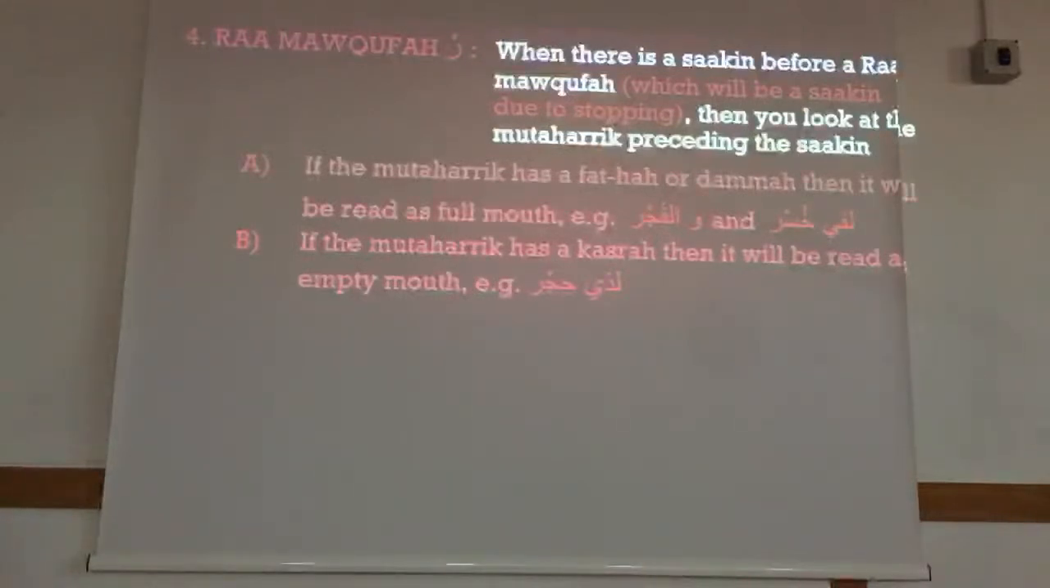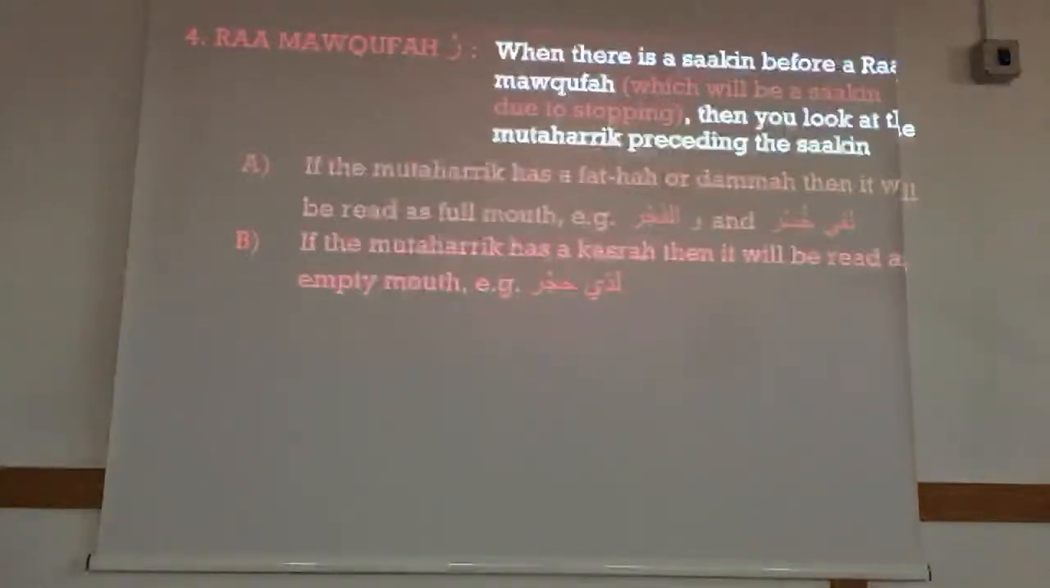So when I read wal fajri wa layalin, is this ra full or empty? Empty. Why? Because this ra has a kasra, isn't it? Simple. This ra has a kasra, so the ra is going to be empty. Again, listen very carefully. Wal fajri wa layalin. Now, if I decide to stop, and I just want to say wal fajr, this ra has now become a ra mawqufa, because I'm stopping on it.